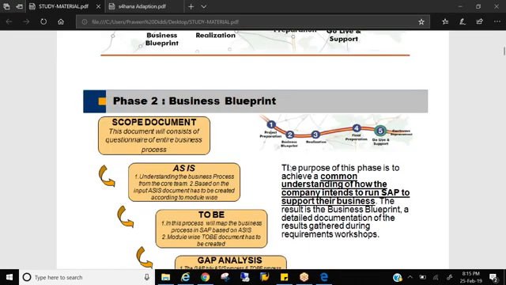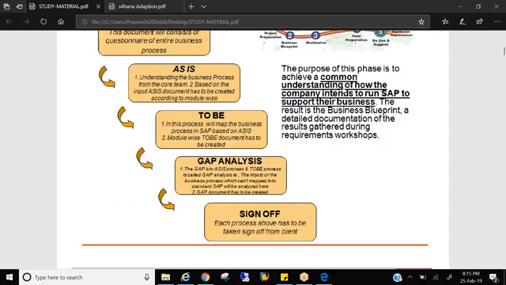The purpose of this phase is to achieve a common understanding of how the company intends to run SAP. That is, how Galaxy Pharma wants to run on SAP. What is their objective? What do they want? Everything you put in the BBP.